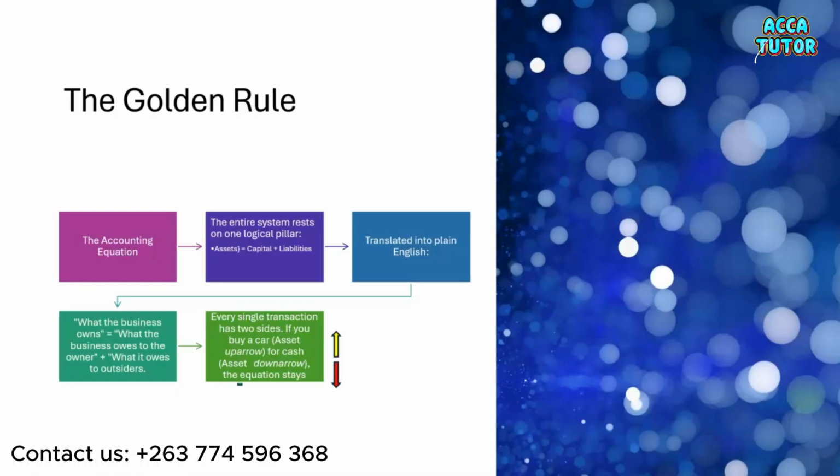There is a golden rule, the accounting equation. The entire system rests on one logical pillar.